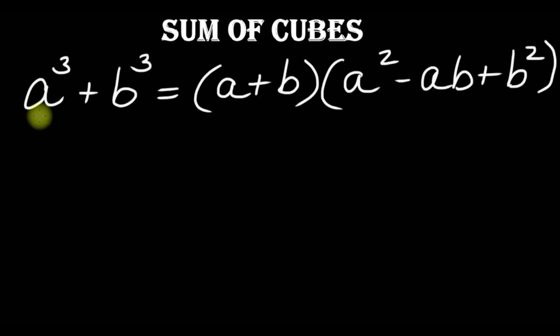Okay, so this is a cube. So a cube, the sum is add, and then another cube. So you can easily factor this into a plus b. A plus b is one of the factors. And then the other factor is a squared minus ab plus b squared. Okay, so let's take a look at an example.